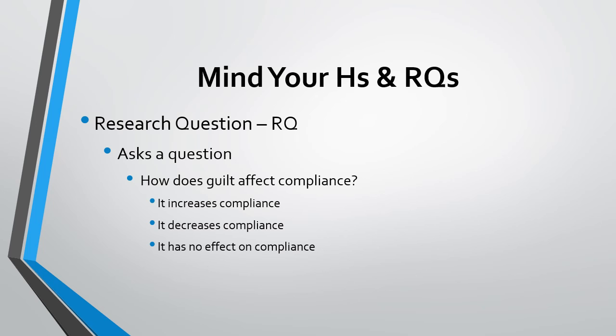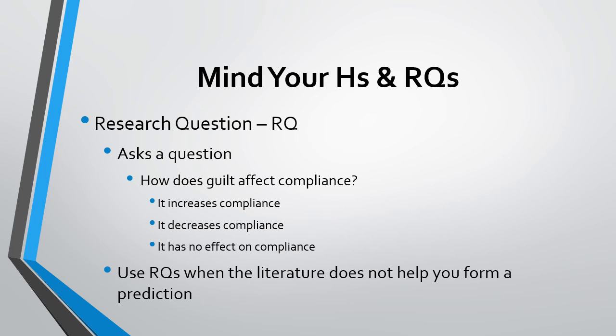So that's what happens with the research question. We say, what is the relationship between these things? As opposed to saying it's going to increase compliance, we say, how does this thing affect the other one? We might find it increases, decreases, or doesn't affect it. Why would we use a research question, not a hypothesis? Because we went and we read the literature, right? We looked at past research, and it was not able to guide us and help us form a prediction for what it is that was going to happen next.